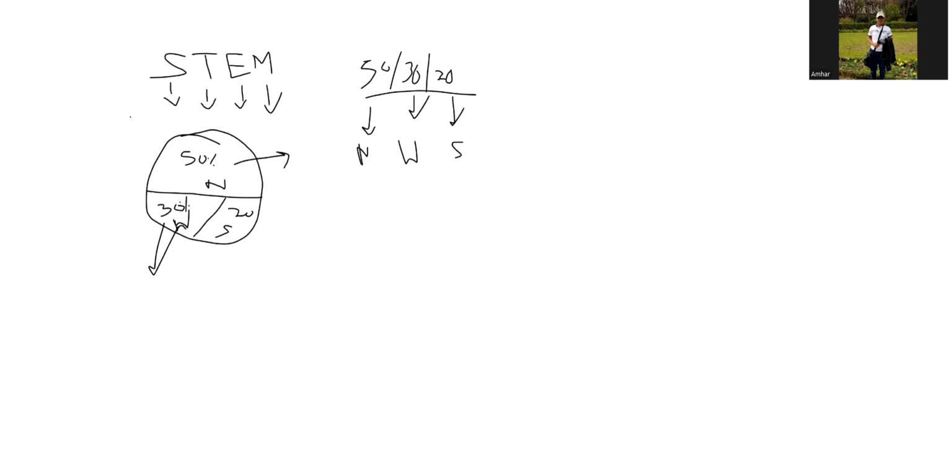Now let me explain how to calculate this 50, 30, and 20. Let's say just an estimate, let's say your income is 30,000 rupees. So 30,000 into 50% will give you 15,000. Under this 50%, you can write 15,000. And then from your income, 30,000 into 30% will be allocated for wants.